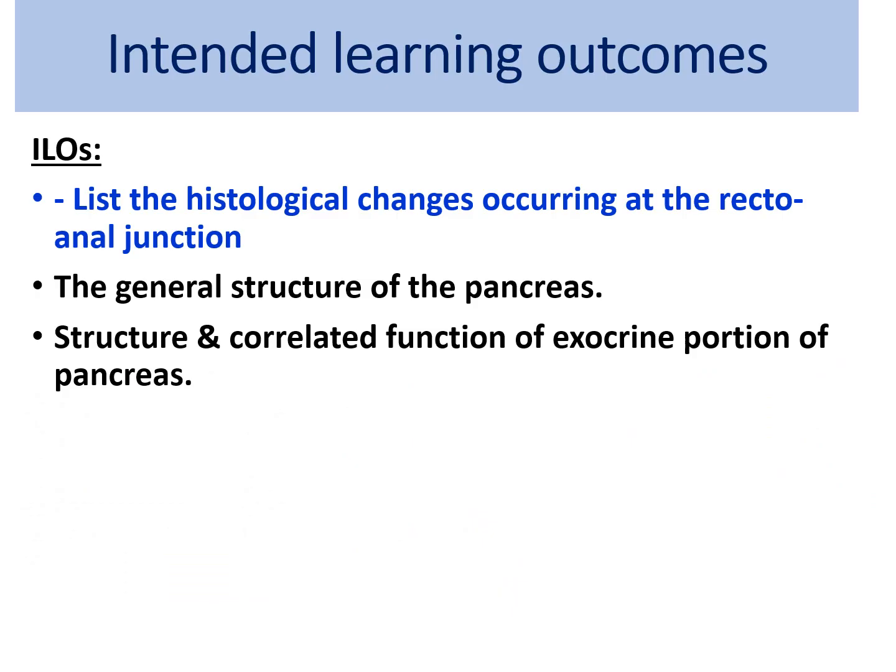Now let's see our internal learning outcome of our lecture today. By the end of this lecture, you will be able to list the histological structure changes occurring at the rectoanal junction. You will be able to identify one of the gut-associated glands, which is the pancreas. From the pancreas, you will be able to discuss the structure and correlated function of the exocrine portion only of the pancreas.